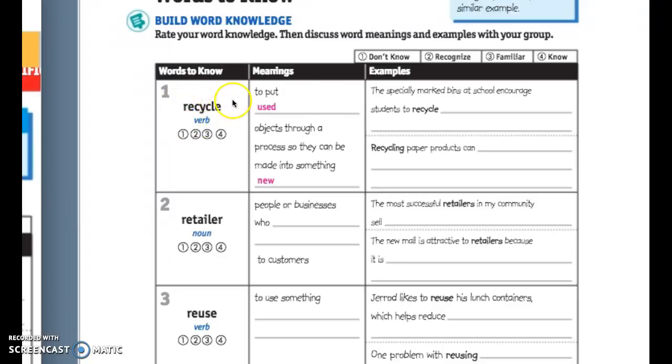That's recycle. I want you to say the word recycle quietly to yourself. Recycle.